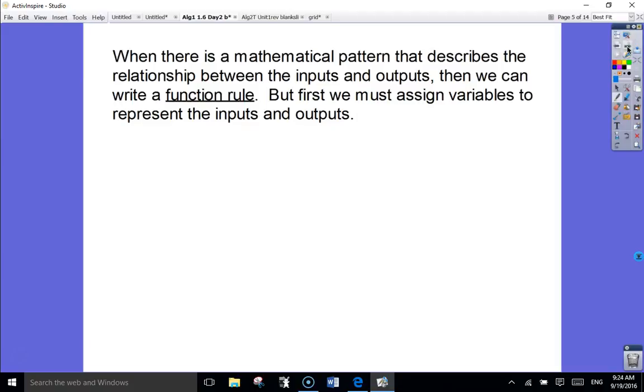Okay. When there's a mathematical pattern that describes the relationship between the inputs and outputs, then we can write a function rule. But before we can do that, before we can say what's going on between inputs and outputs, we need variables. Now's when we actually have to introduce variables for ourselves to represent the inputs and the outputs. I think you guys have done enough of this already. What are the letters we usually use for inputs and outputs? It's usually X's and Y's. It doesn't have to be, but it seems like they're using it here a lot too.